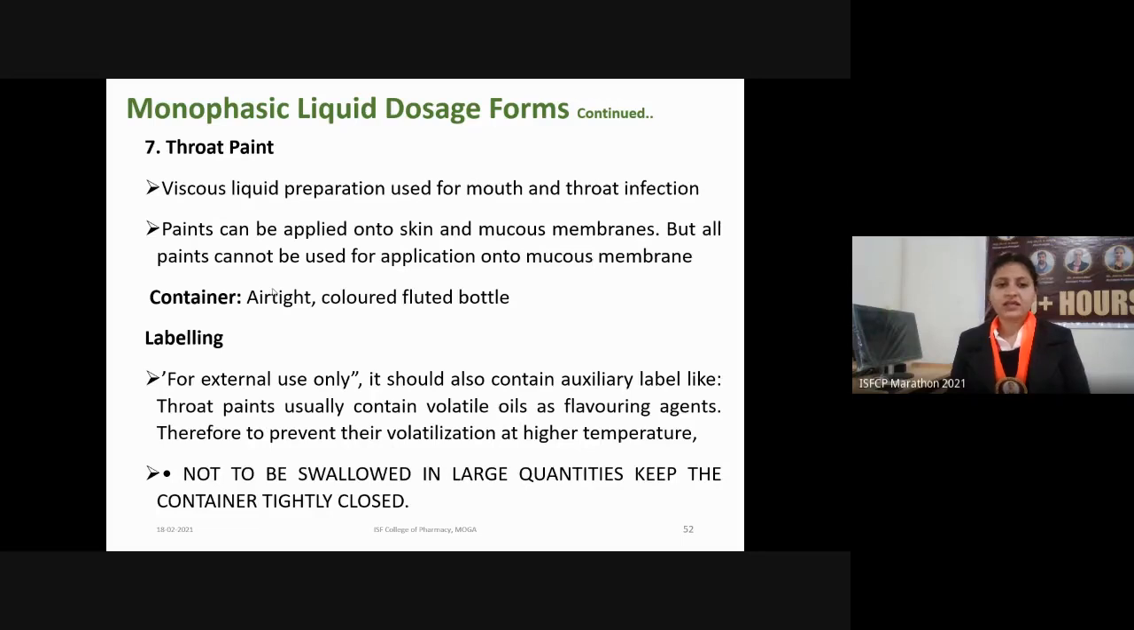On the labels, there should be written that it is only for external use. It should contain auxiliary labels. Throat paints usually contain volatile oils as flavoring agents. Therefore, to prevent the volatilization at higher temperatures, it should also be mentioned on the labels of the throat paints. The label should also contain that it should not be swallowed in large quantities and the container should be tightly closed.